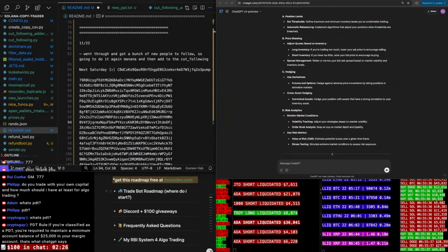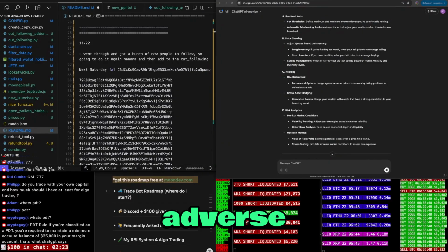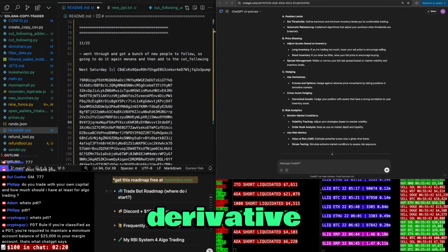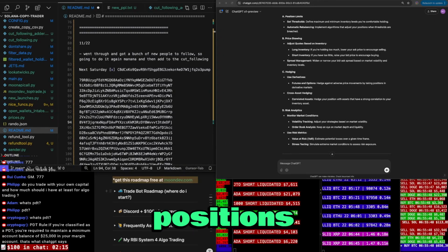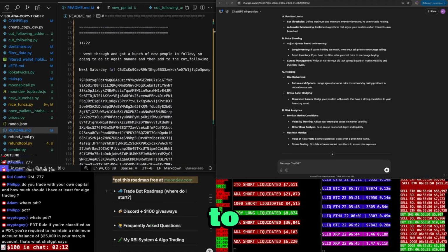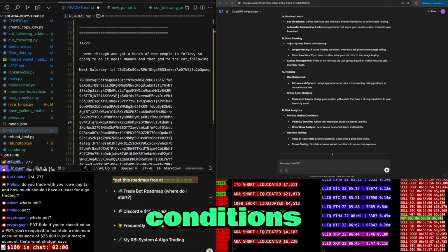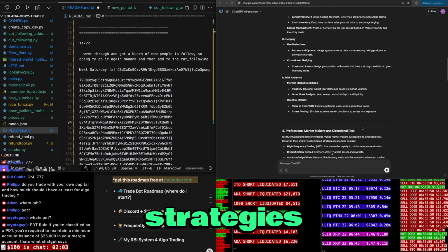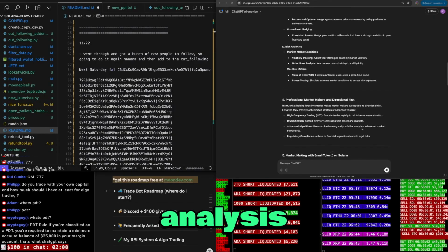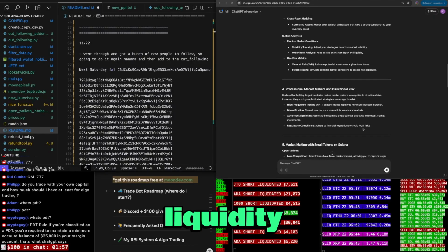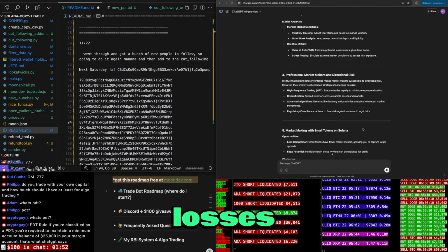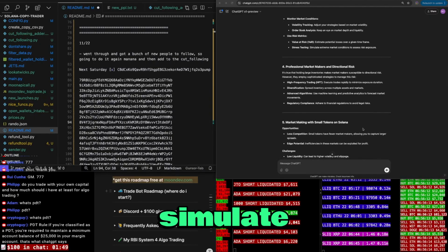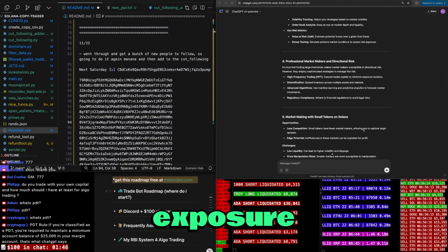Hedging: use derivatives, futures, and options. Hedge against adverse price movements by taking positions in derivative markets. Cross-asset hedging, correlated assets. Hedge your positions with assets that have a strong correlation to your inventory asset. Risk analytics, monitor market conditions. Volatility tracking, adjust your strategies based on market volatility. Order book analysis, keep an eye on market depth and liquidity. Use risk metrics, value at risk. Estimate potential losses over a given time frame. Stress testing, simulate extreme market conditions to assess risk exposure.